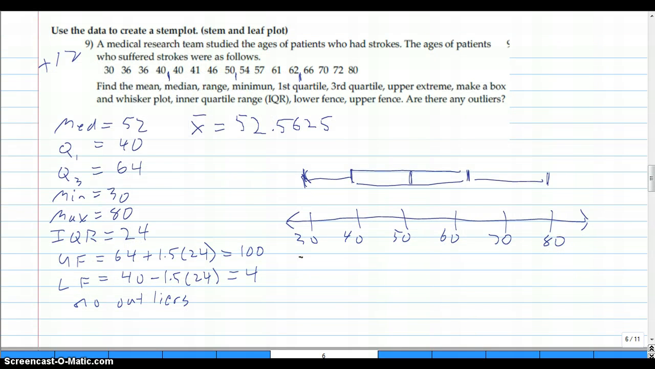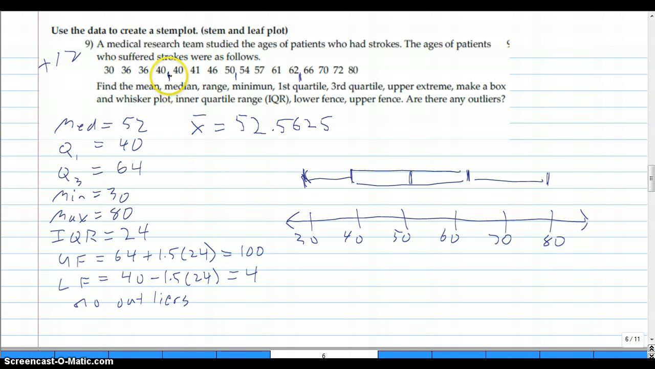Number 9, the typical one, finding the medians. So if you look here, the middle is 52. The median is 52 right here between 50 and 54. We average those, so the median is 52. If you did add them up and divide, that's the mean. It's 52.56.